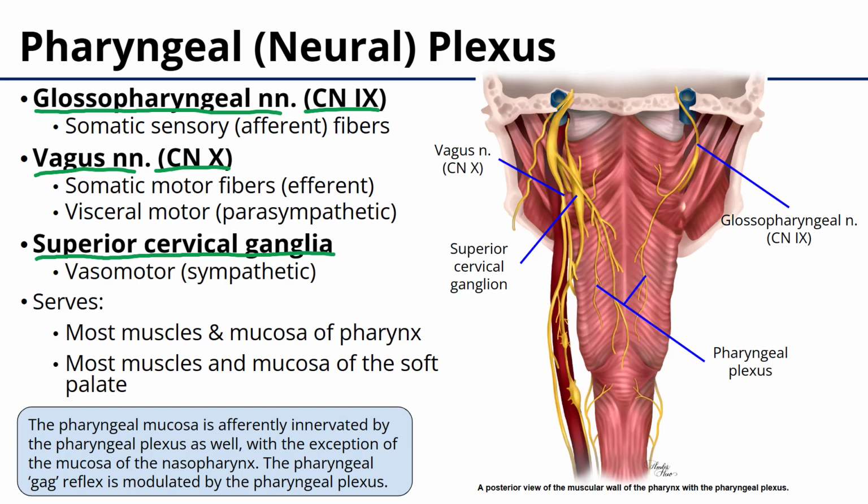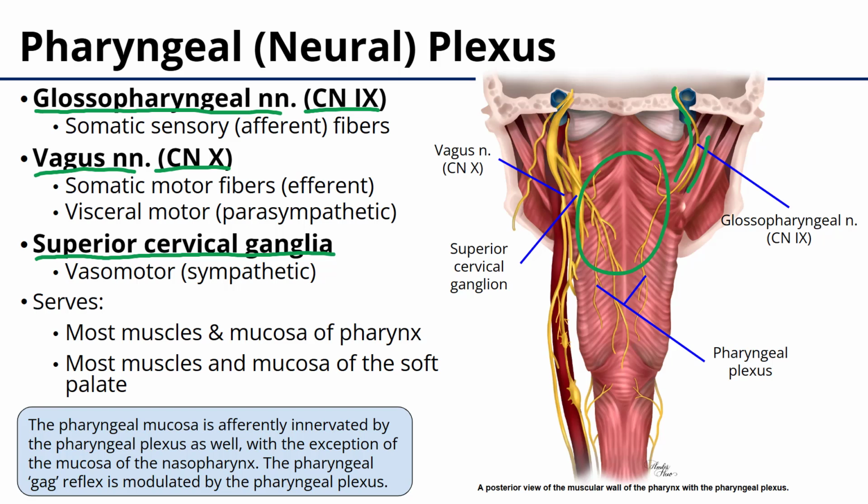So the glossopharyngeal nerves, or cranial nerves 9, are going to exit the internal jugular foramina, and they are going to move down along the stylopharyngeus muscles, where they will participate in the pharyngeal plexus. Glossopharyngeal nerves are the major somatic sensory or afferent fibers from the pharynx. They carry back all of the sensory information with the exception of information from the nasopharynx. That's served by branches of V2, which we'll talk about later.